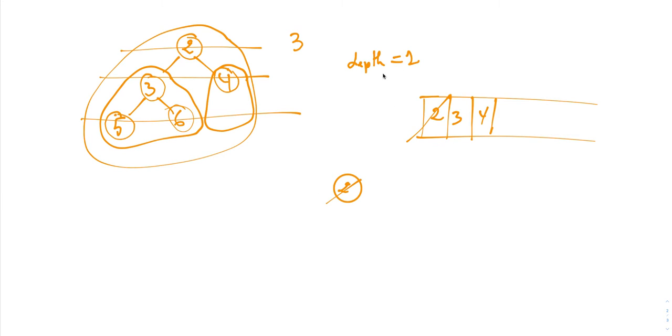Now I need to add again to the depth. I need to add 1. So now I'm in the second level. I'm going to pop again all these elements. I have 3, and I have 4. And now I'm going to add the left and the right of 3 and the left and the right of 4. So 3 has 5, 6, but 4 has nothing.